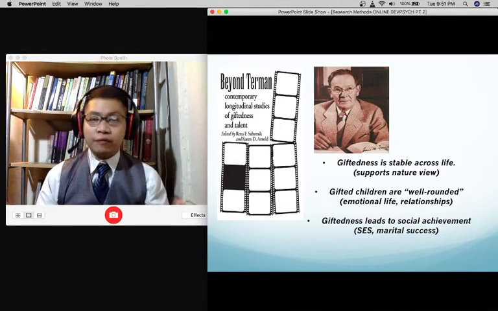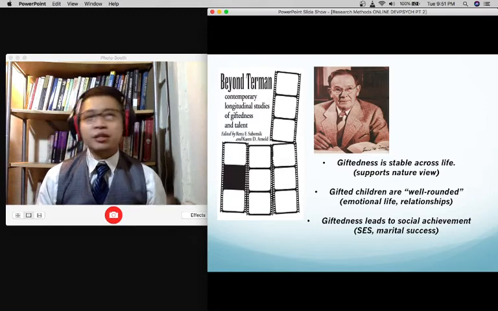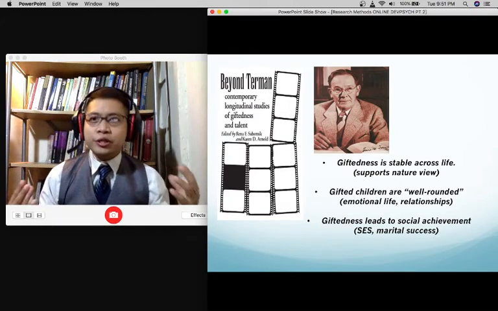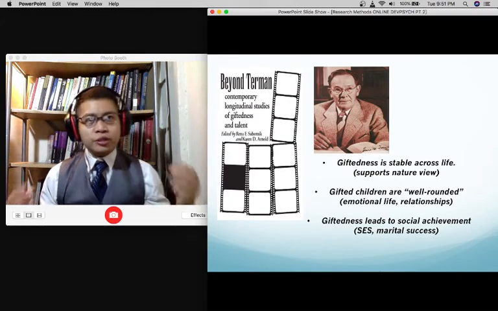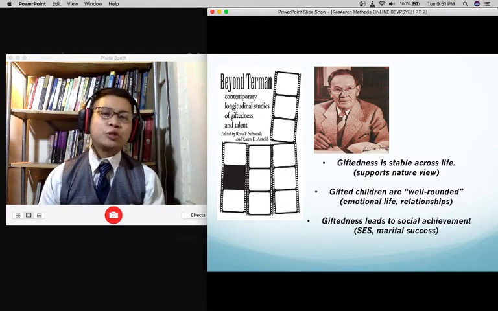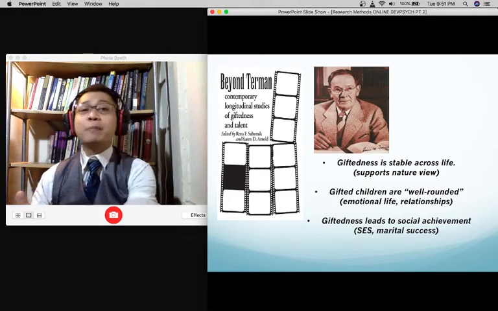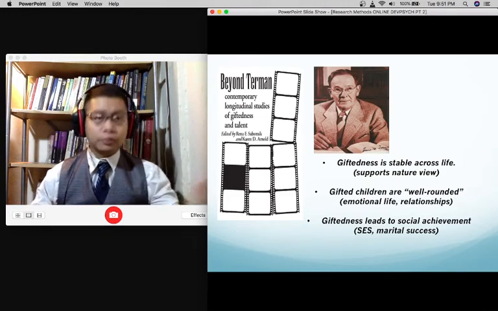You have it. If you're gifted, you have it. It's within your brain. Your brain cells are special. Your brain cells work in a certain way that makes you a gifted child, and it remains consistent all throughout the lifespan.